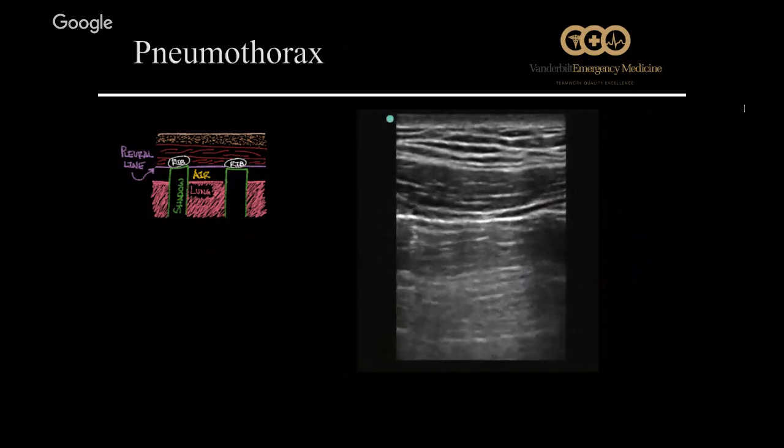Same thing here. So bright white line right in the middle of the screen. I'm focused in. Do I see any shimmering or glimmering? No, so no lung sliding, pneumothorax.